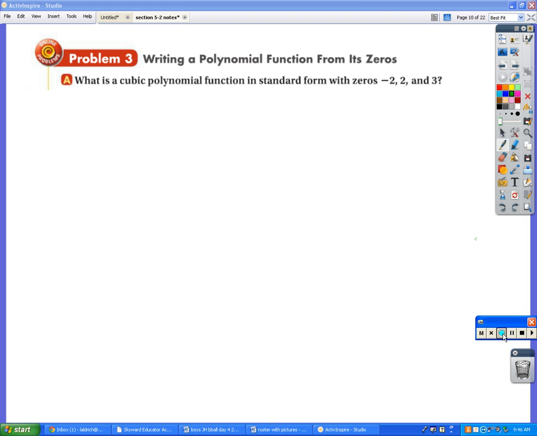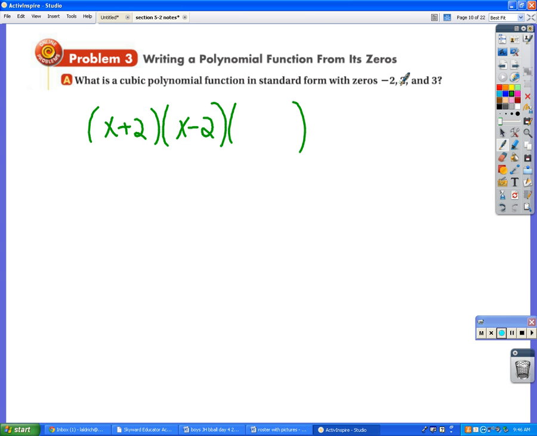So if I know that the zeros are negative 2, 2, and 3, then one of the things I'm going to have in parentheses is x plus 2. The plus 2 is because it's the opposite of this. Negative 2 would make this equal to 0. The next thing I'm going to have is x minus 2, because if I plug 2 into here, 2 minus 2 is 0. And then for the 3, I get x minus 3.